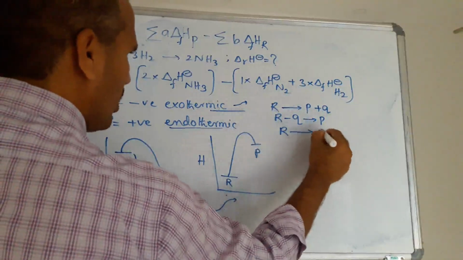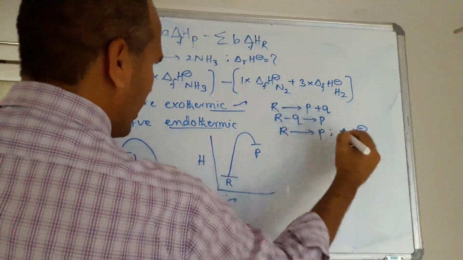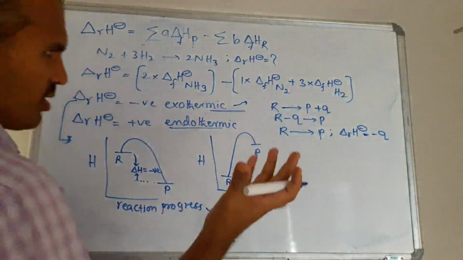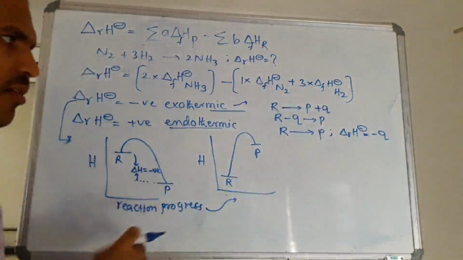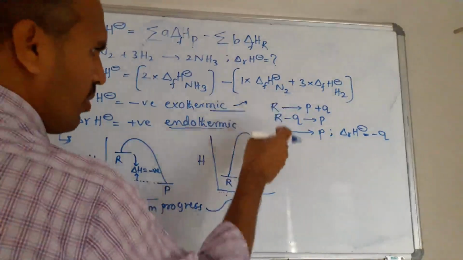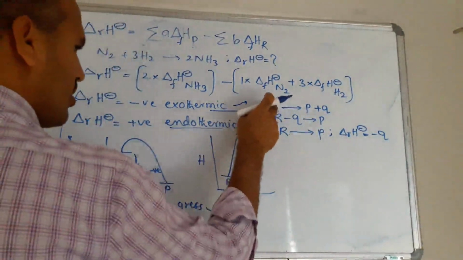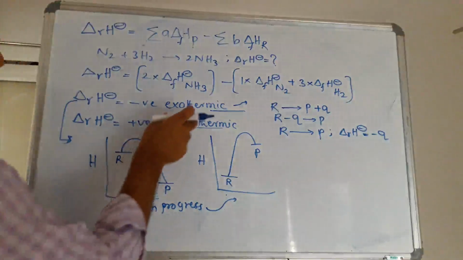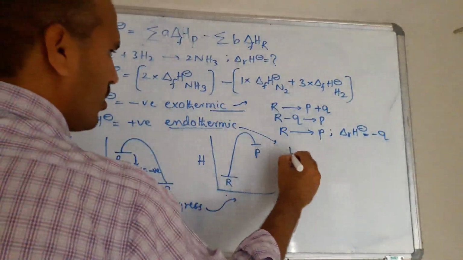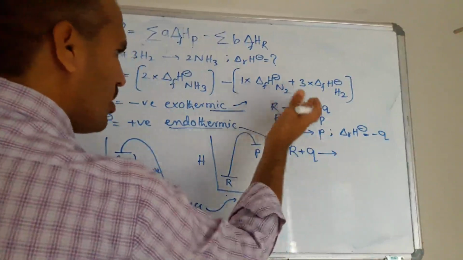This can be given like this also: R gives rise to P; the enthalpy of reaction, under standard conditions, is minus Q. It means some amount of energy is lost. Observe that these are different types of representation, all indicating an exothermic reaction. In competitive exams, they may give any of them. Generally in our textbook we use this representation, but this is also correct, and this is also correct. All three are correct representations for an exothermic reaction. Next, for an endothermic reaction: in an endothermic reaction, energy is given in the form of heat. Then R plus Q gives rise to product, all opposite now.